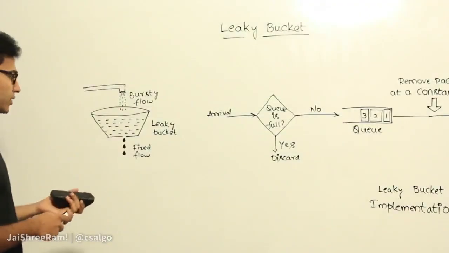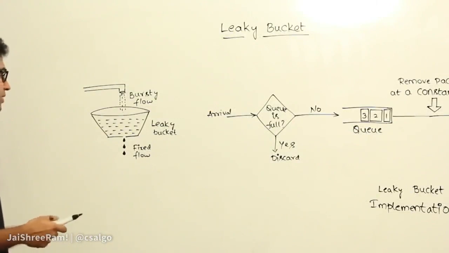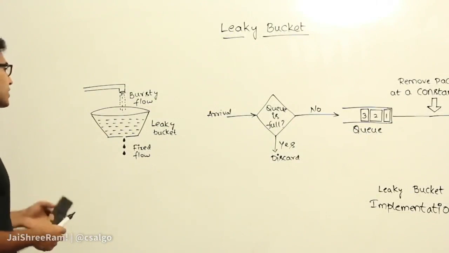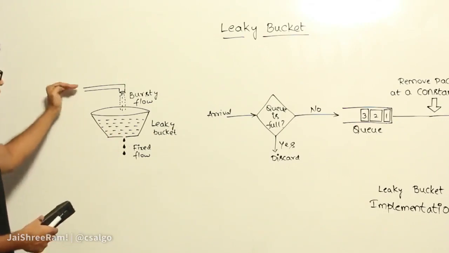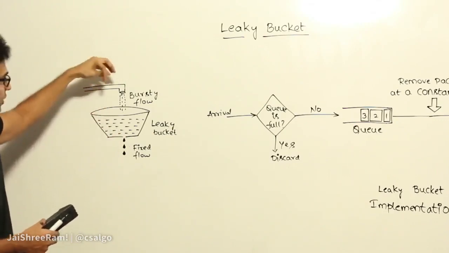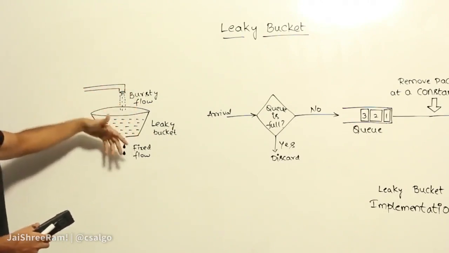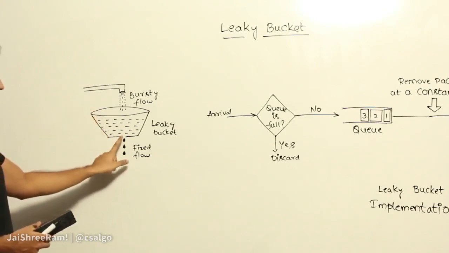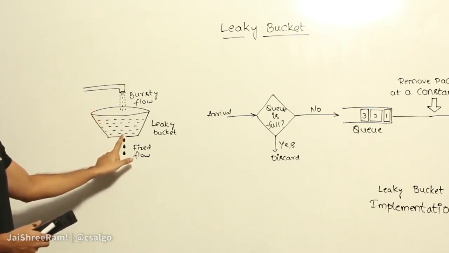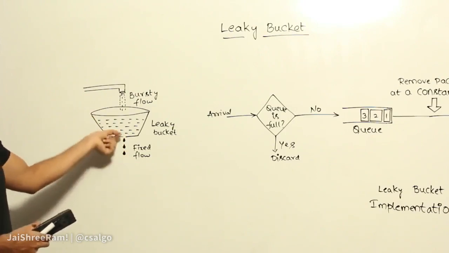Now let's see the concept of leaky bucket. Why this name leaky bucket is given is, you can assume that there is a bucket and there is a tap, and through the tap you get an inflow, and that inflow is varying and bursty. But if you assume that there is a hole at the bottom of the bucket, then through the hole there will always be a fixed flow, right?